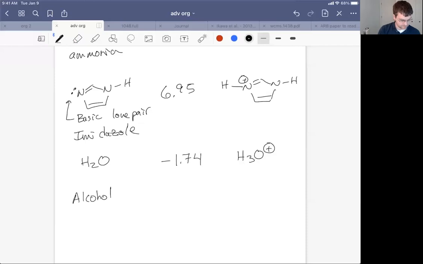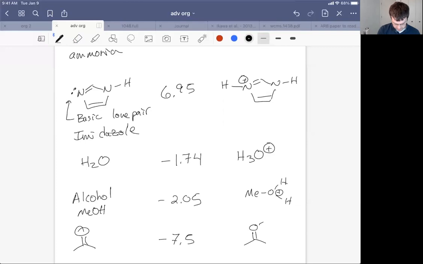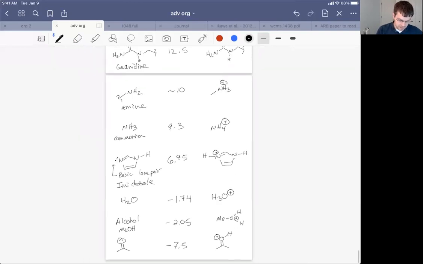Alcohols like methanol, for example, would form MeO and then having an H2 present on the alcohol. These are even stronger acids, the conjugate acid of methanol, with a pKa of -2.05. But they beat a ketone, because putting a hydrogen atom on a ketone gets you a pKa of -7.5. The ketone really doesn't want to hold on to that hydrogen for long. Okay, so these are some acids, or excuse me, these are some bases.